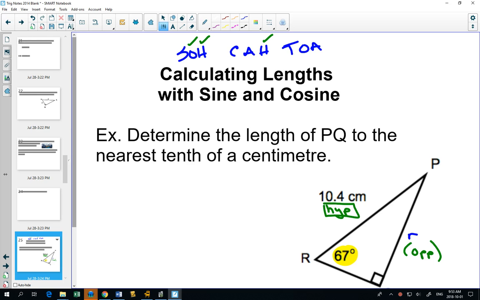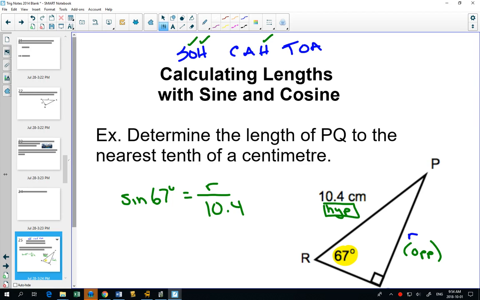So we start by writing out our definition. Definition of sine: sine of 67 degrees equals opposite over hypotenuse. And again, your calculator has that ratio memorized. Whenever you have a 67-degree angle, the opposite divided by the hypotenuse is always the same.